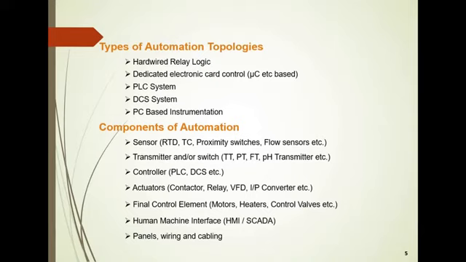Okay, first we will go to sensors. In sensors there are too many types: RTD sensor, TC sensors, proximity switches and flow meter sensor. In transmitters also there are a number of types available: temperature transmitter, pressure transmitter, flow transmitter, pH transmitter, etc. As per your application, you have to select the transmitter and use it in your application.